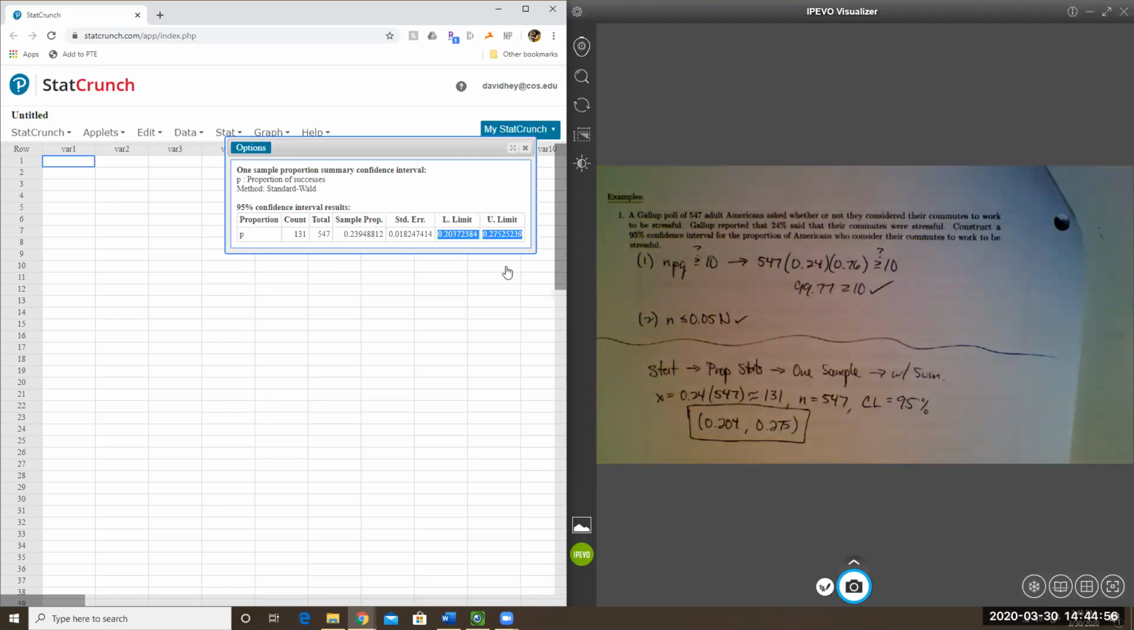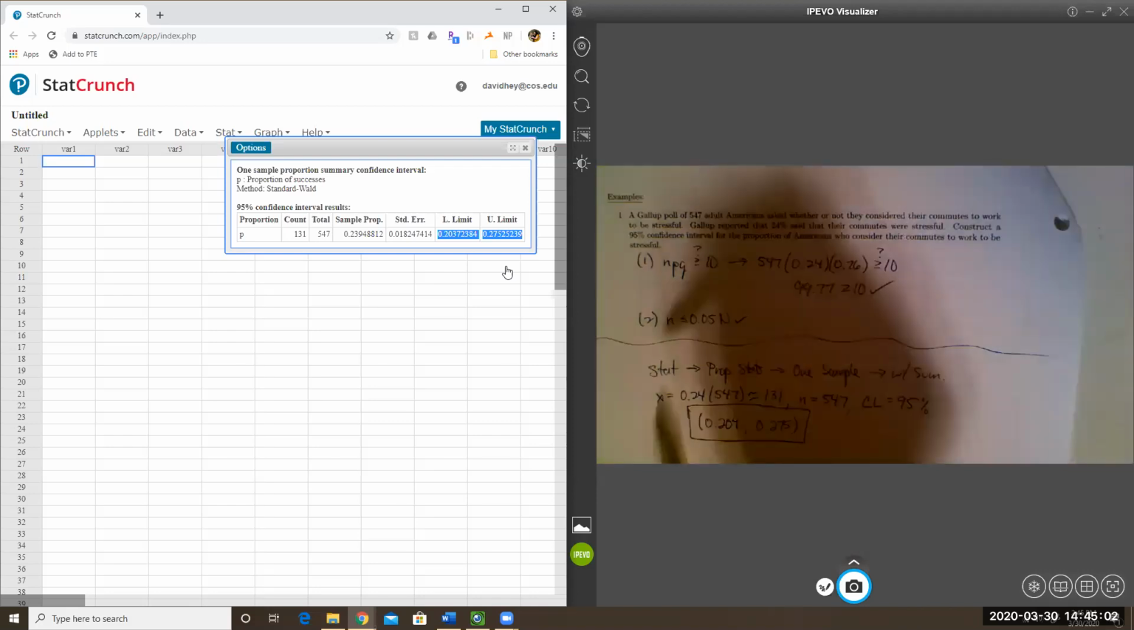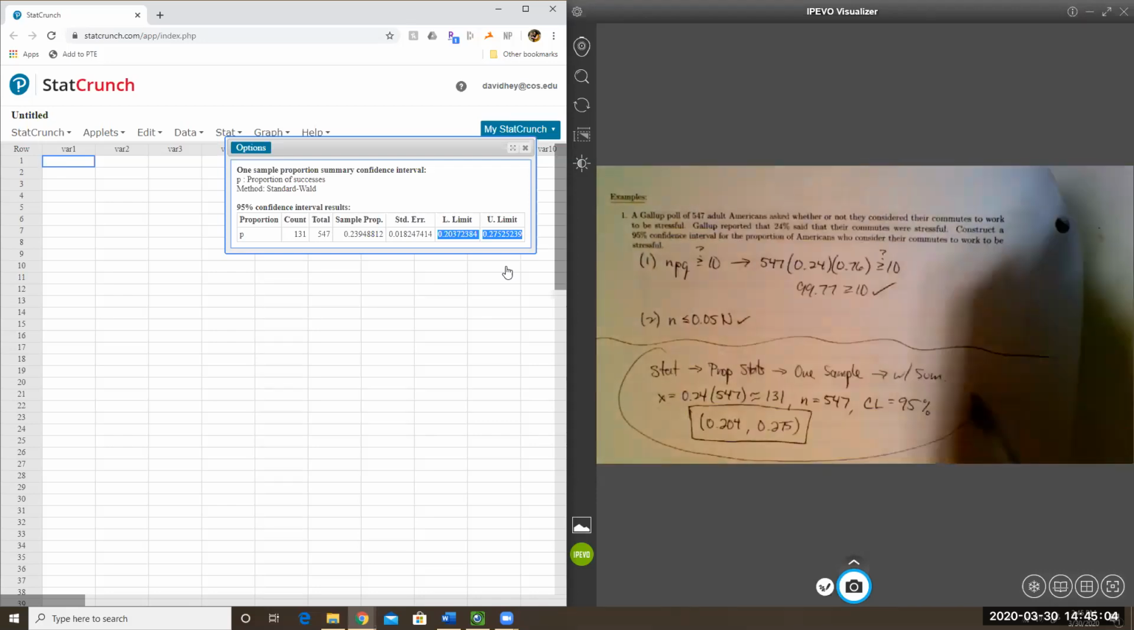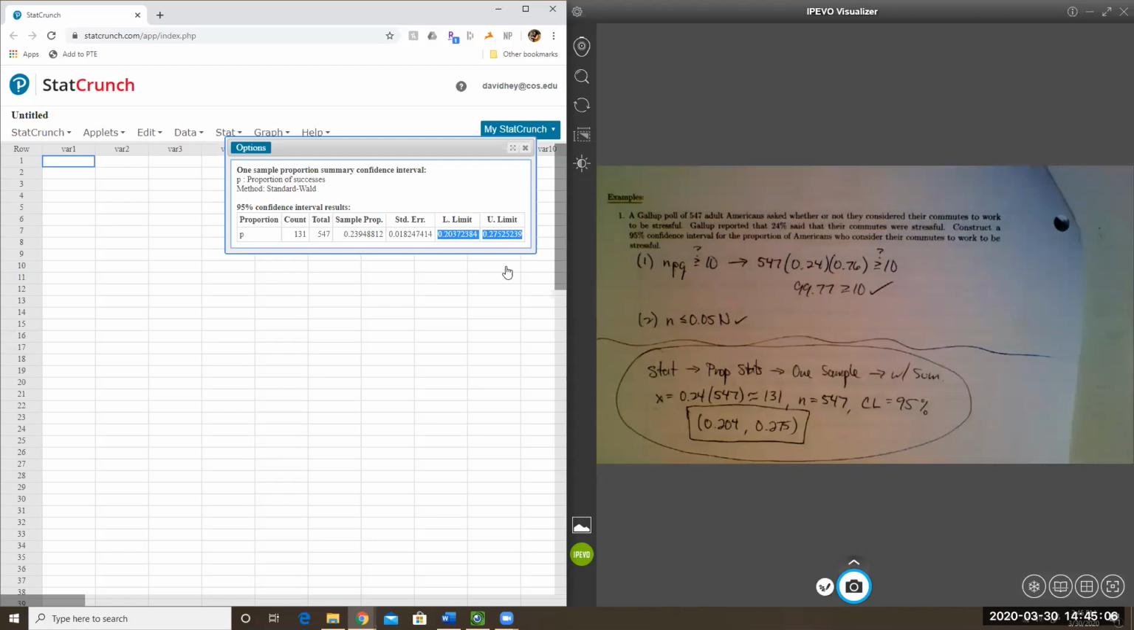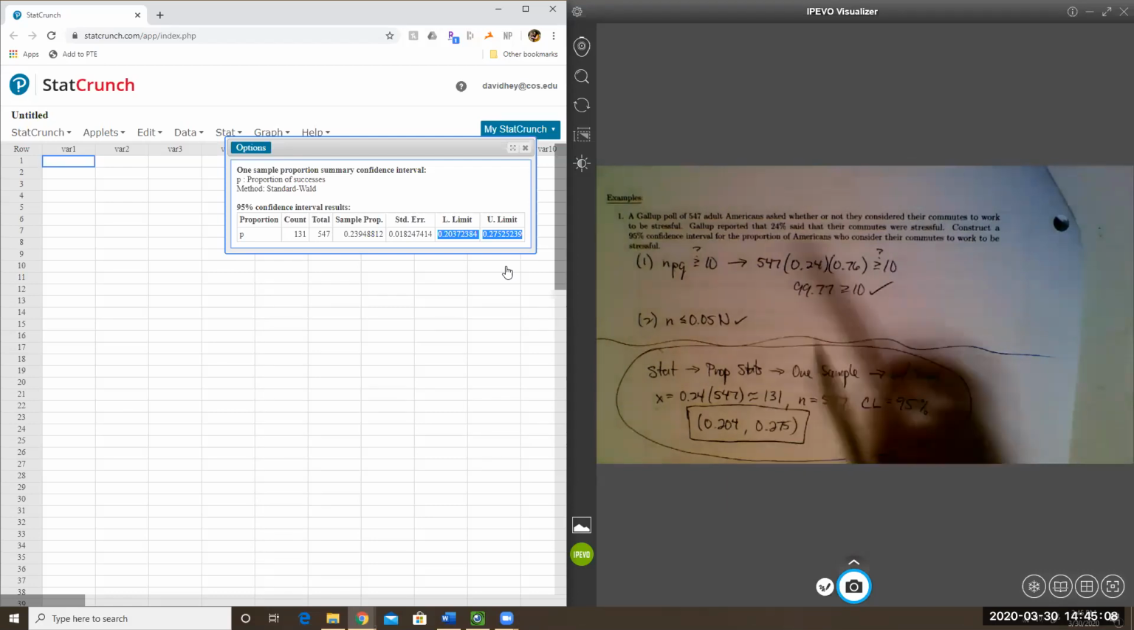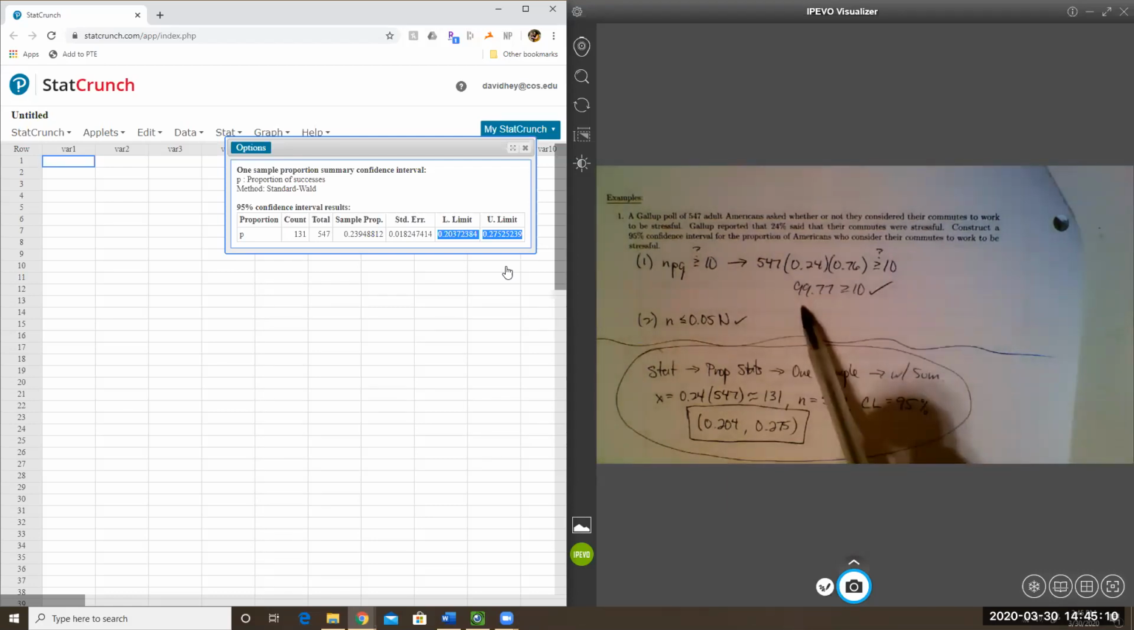Okay, and that's it for that one. If you were doing this on a test or a quiz, this is exactly the work that I would want you to show. If I asked you to check conditions, then you would do this top part. If I say don't check conditions, just construct the interval, then do this part. If I ask you to do both, I would probably ask this in part A and this in part B, right?